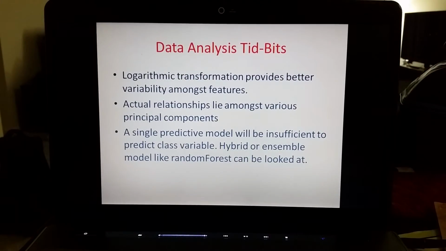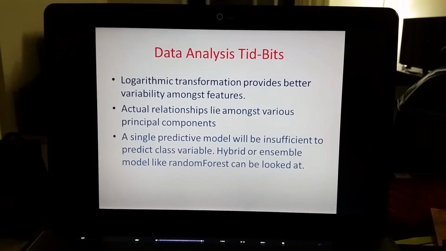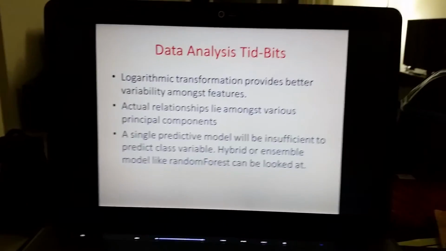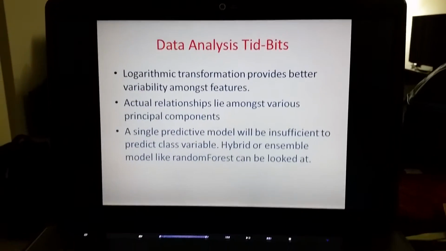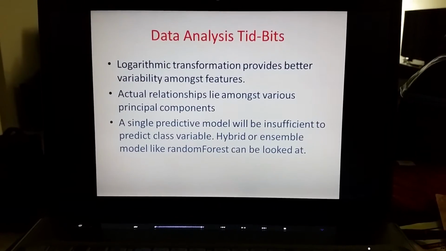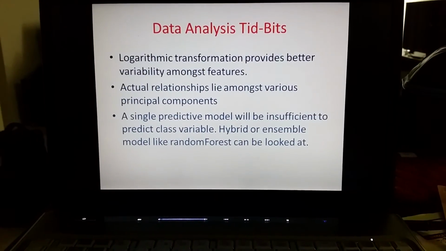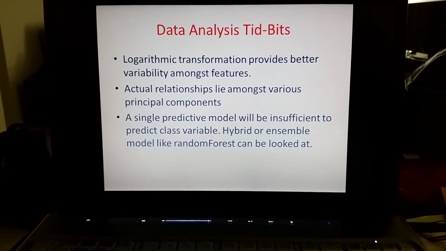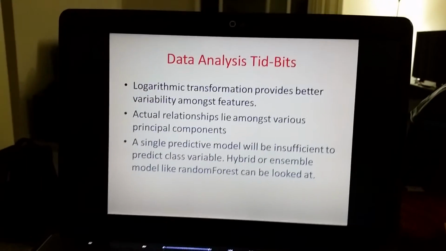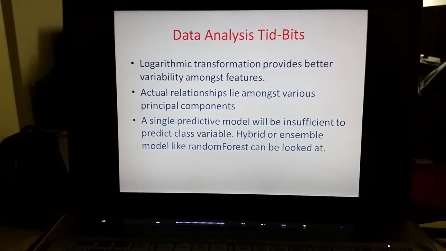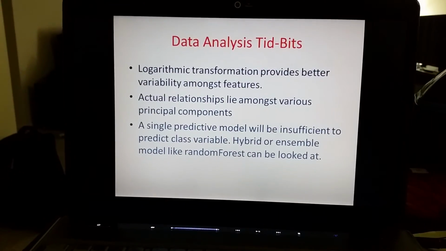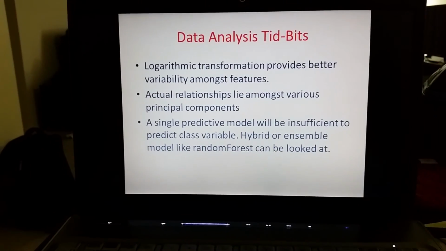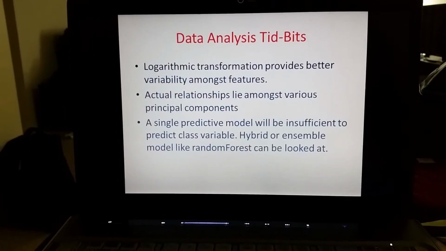We should be looking at some sort of hybrid model or some sort of ensemble model like random forest, which was the original technique that the authors of the original data set had applied. So this sums up the analysis of the project. This sums up the ECT 584 project for me.